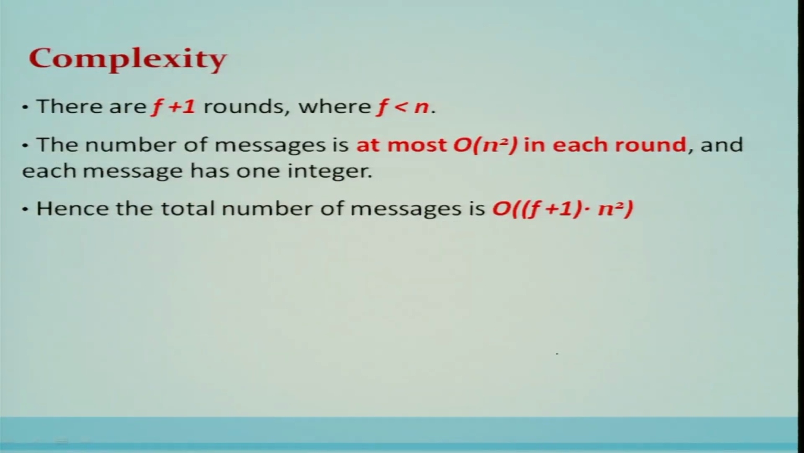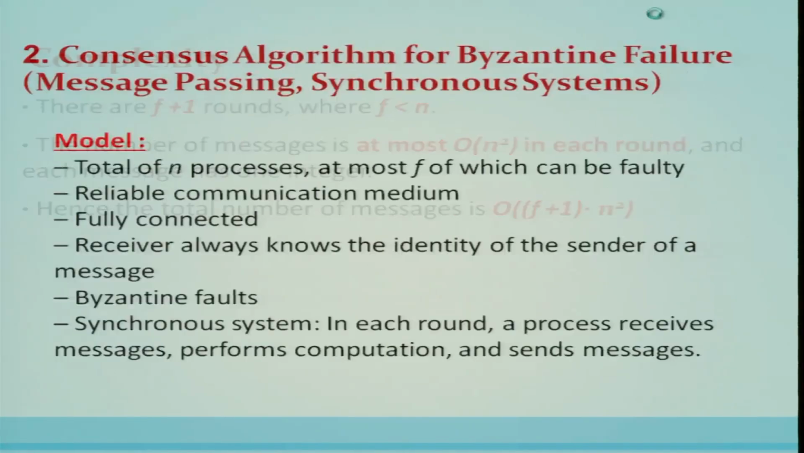So, the complexity of this particular algorithm is it requires f plus 1 rounds where f is less than n, and the number of messages is order n square in each round, and each message has one integer, hence the total number of messages is f plus 1 into n square. F plus 1 is the total number of rounds, and in each round n square messages are required.